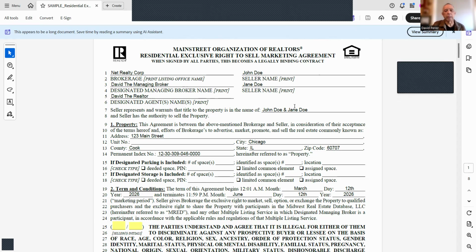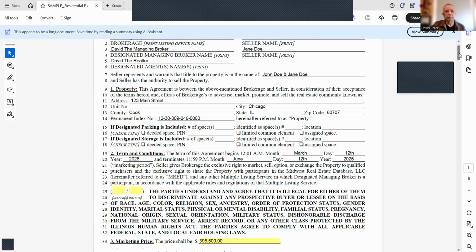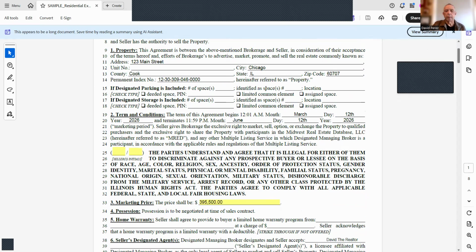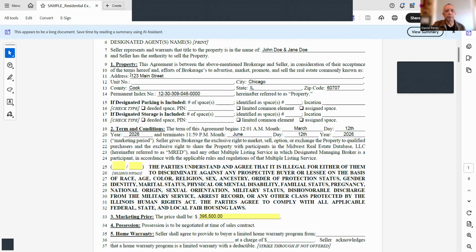Okay, real quick, we'll go down on that first page. We fill in the address. This would be the address of the property that you're selling. 123 Main Street is the example. It's in Cook County, in Chicago. It's got the zip code, the state, real easy.